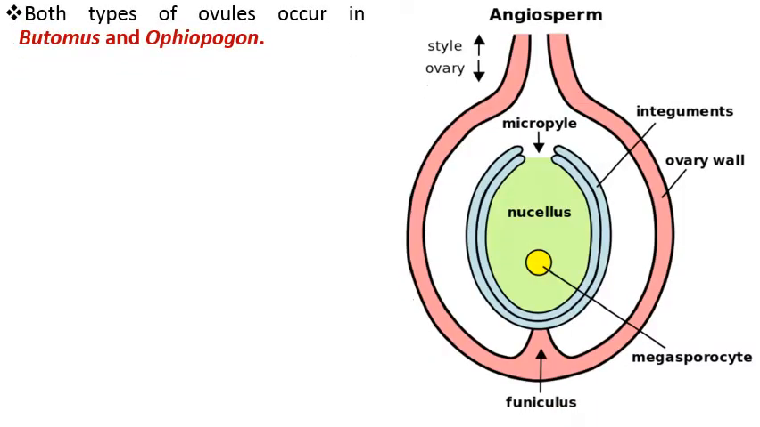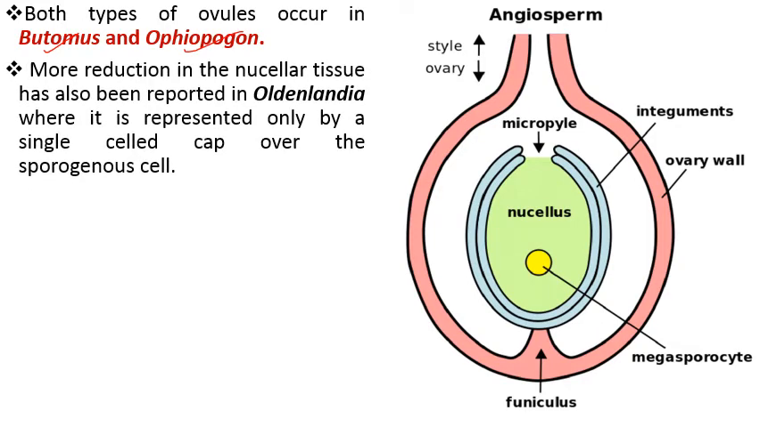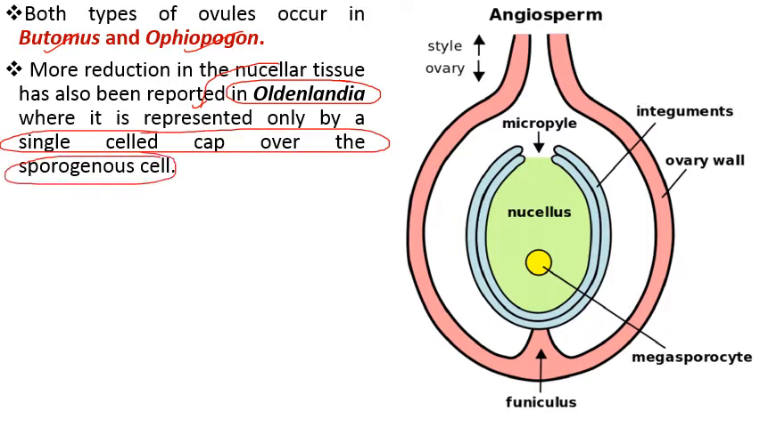Both types of ovule, that is tenuinucellate and crassinucellate type of ovules, occur in Butomus and Ophiopogon. ये कुछ plants हैं जिनमें दोनों तरह के ovules पाए जाते हैं. Then there is one plant which is named as Oldenlandia. जो ये plant है इसमें बहुत ज़्यादा reduction हुई है nucellar tissue में, and this nucellar tissue is represented by only a single celled cap over the sporogenous cell. जो sporogenous cells हैं उसके ऊपर एक single celled cap की form में present होता है nucellar tissue. So this plant shows highest reduction in nucellar tissue.